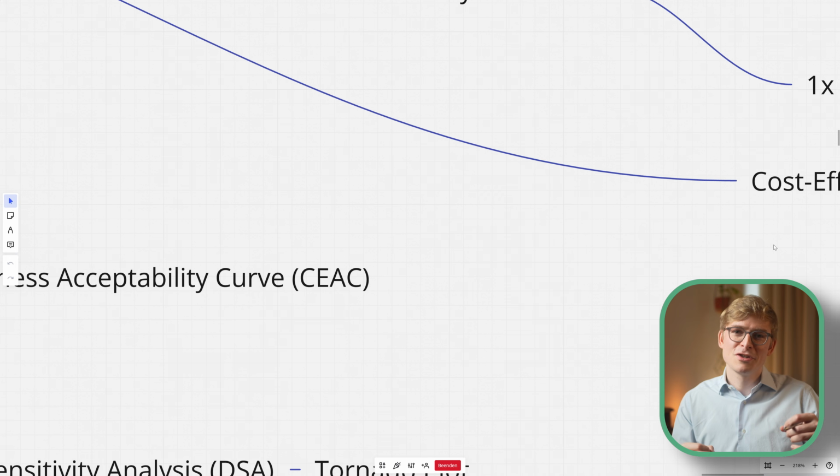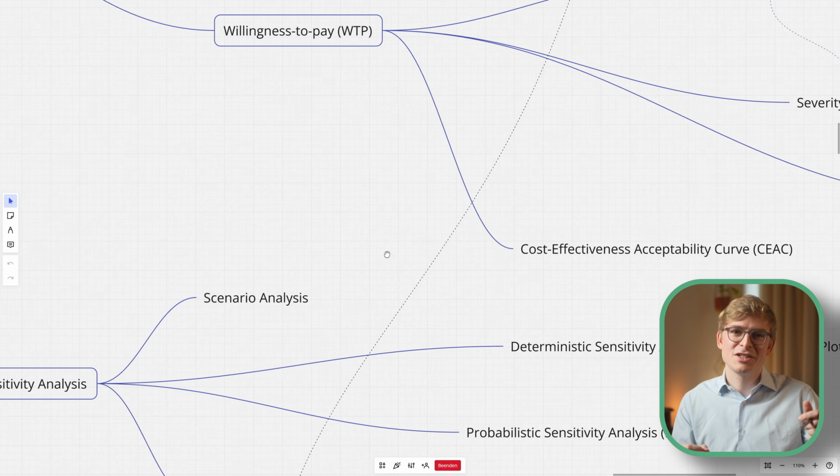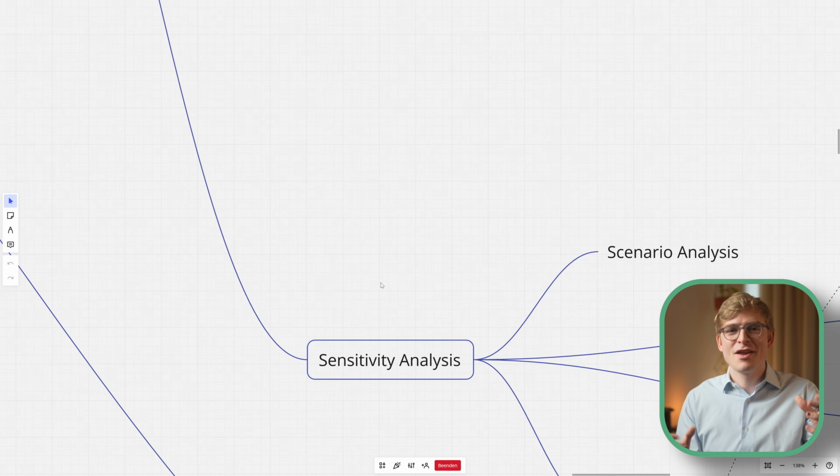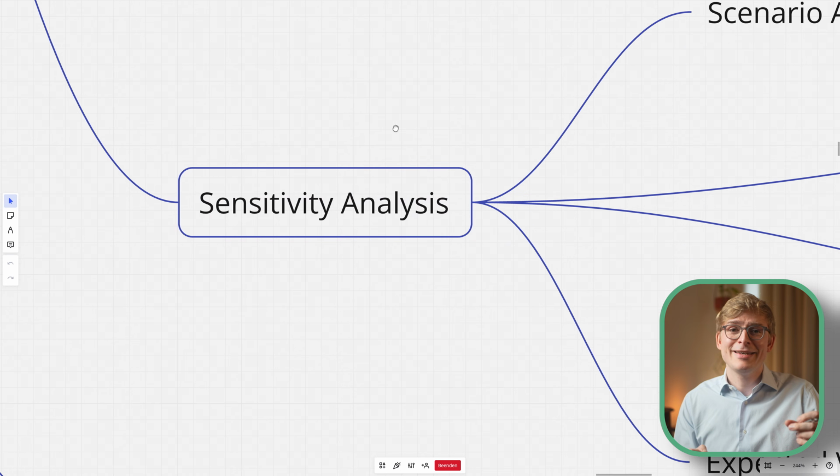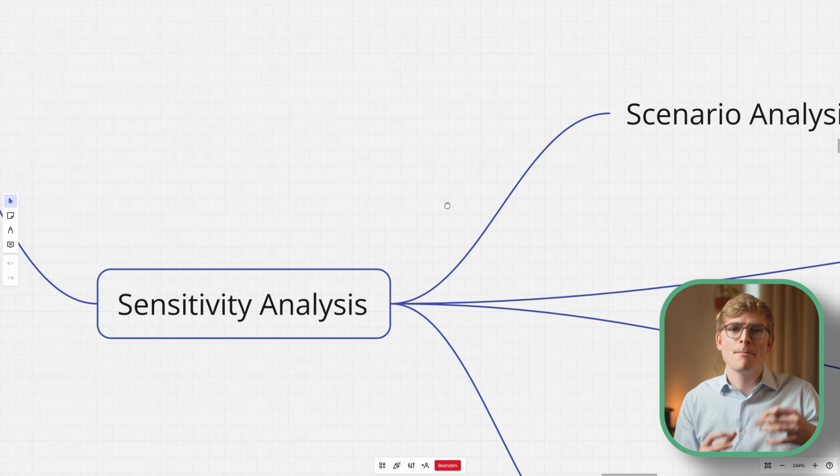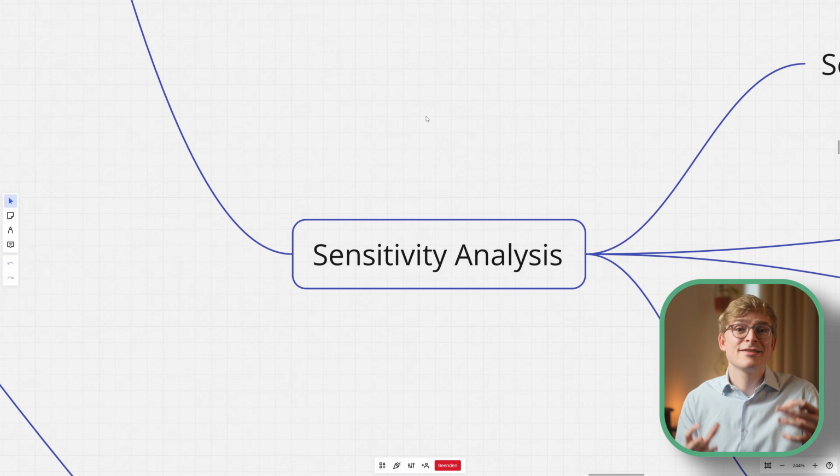Moving on to the next node, we need to talk about sensitivity analysis. In health economics, nothing is certain. In the absence of perfect data, we frequently must make many assumptions, which creates uncertainty.